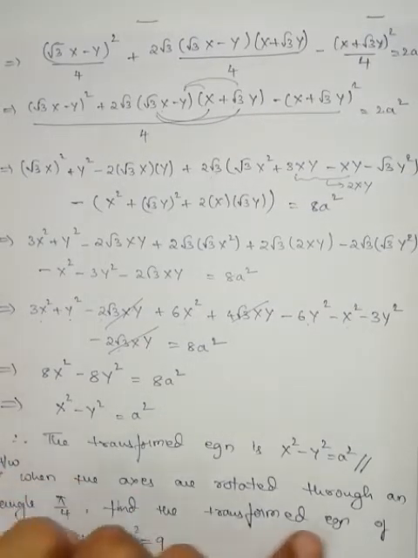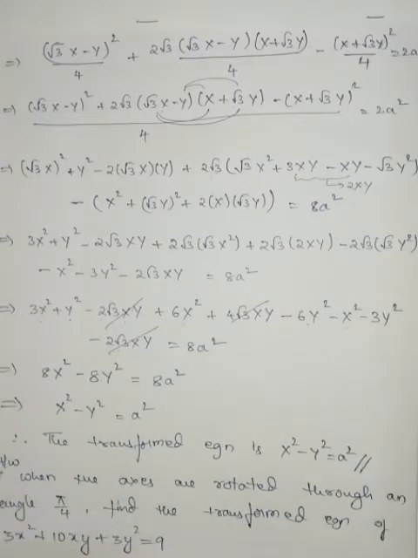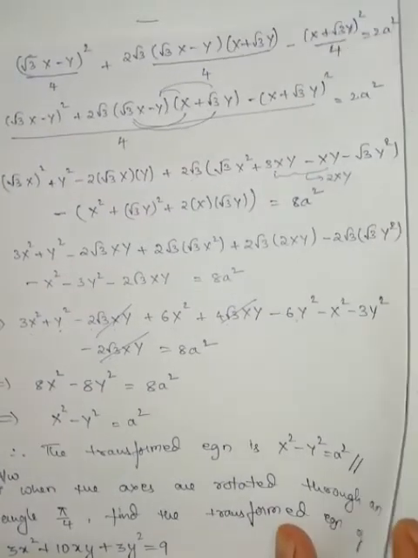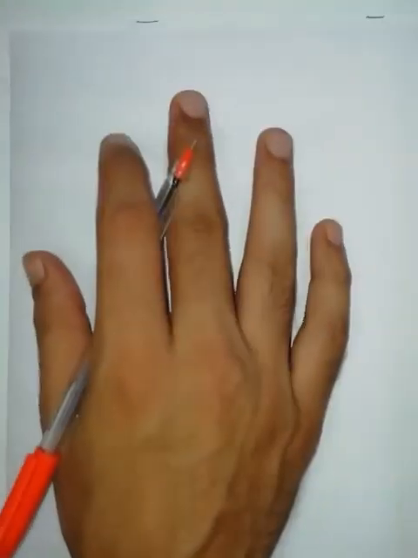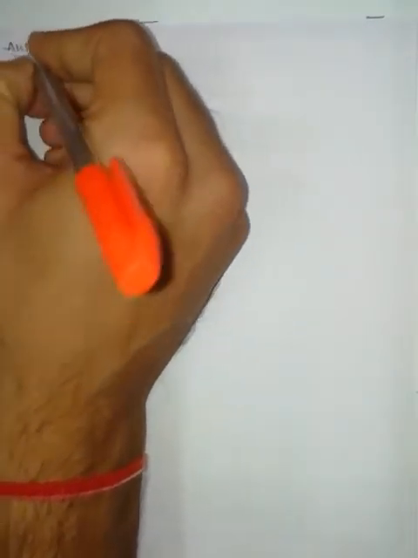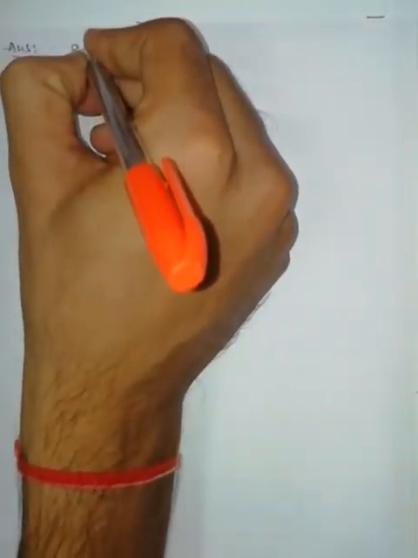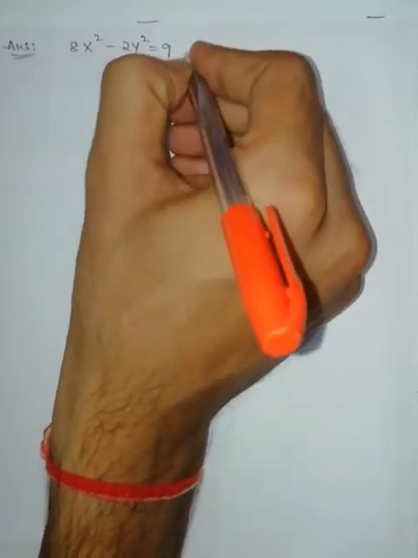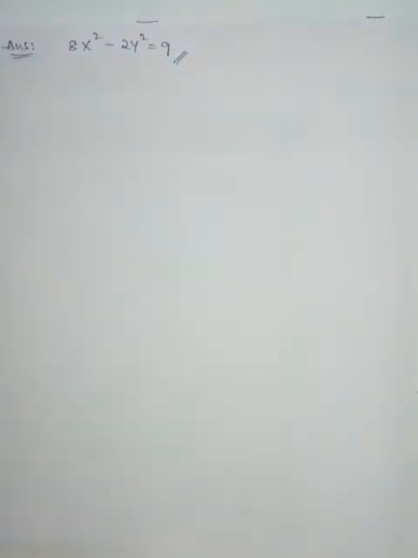When the axes are rotated through an angle pi by 4, we have to find the transformed equation of this curve. You can go through the above problem for reference. Same to same, just the equation and angle is different. And the answer you have to get is 8x square minus 2y square is equal to 9. This one you have to get as an answer.